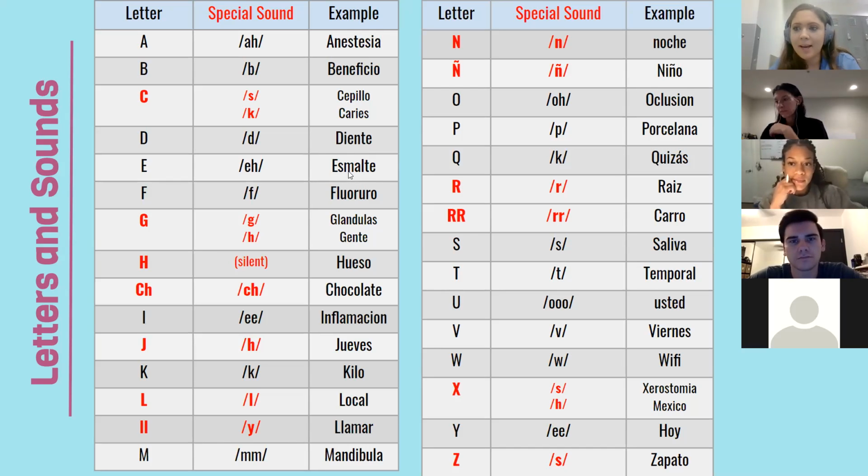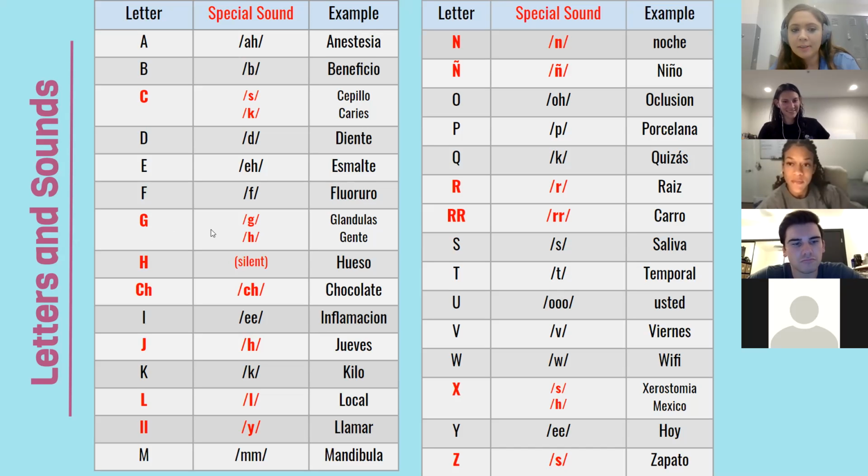Esmalte. And that's enamel. Then for F, it sounds the same as in English. So here's an example: fluoruro. Fluoruro. Perfect. And that's to say fluoride.